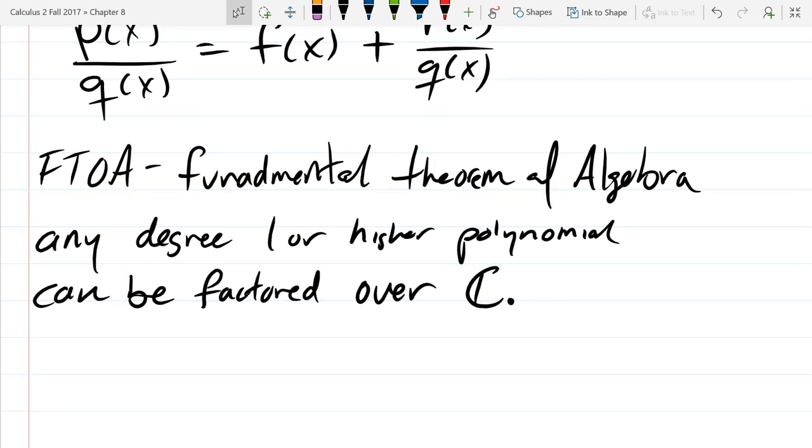So that's the Fundamental Theorem of Algebra. You can factor any polynomial over the complex numbers. In calculus, however, we don't deal with complex numbers at all. So what that means is in this class, we could have irreducible factors that are degree 2 or really any even degree.